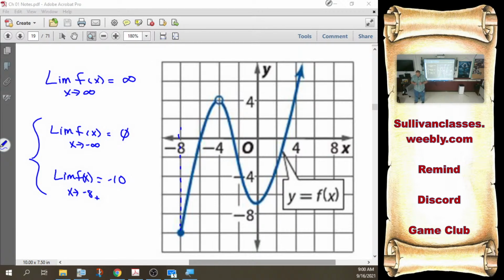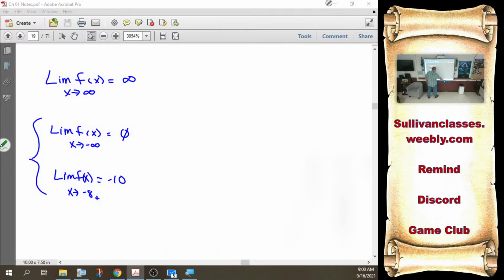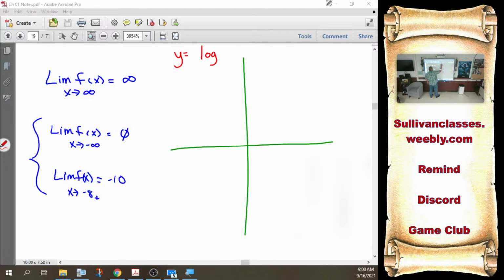But sometimes the domain does not go -infinity to +infinity. Like, what happens when we bring back our old logarithm graphs from Algebra 2? I want to, too bad. Okay, what happens when I have y is log base 2 of x plus 1?